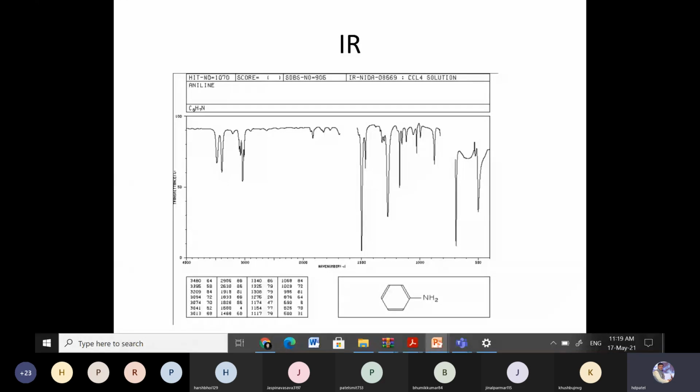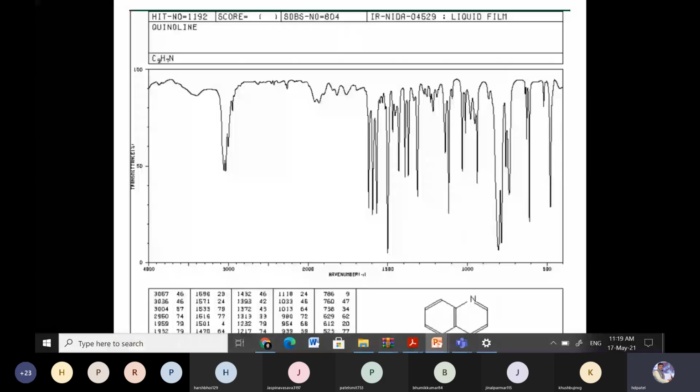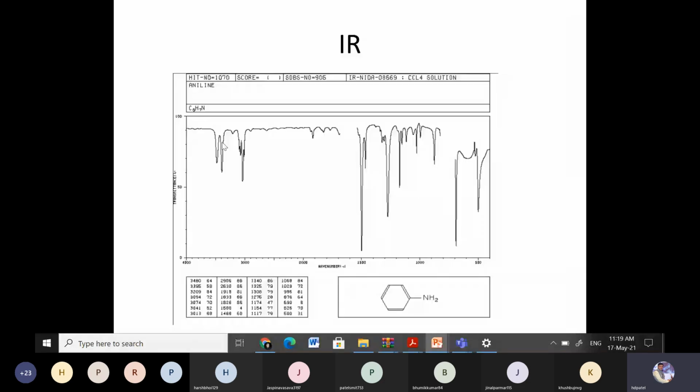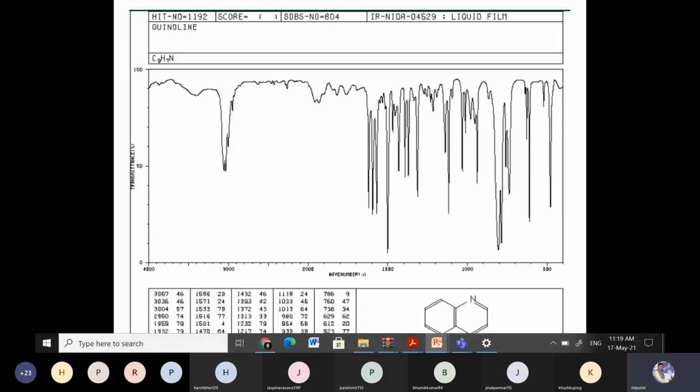So here you can say this peak is absent. We don't have any kind of absorption over here, whereas we are having absorption over here. And that's why we can say our compound is converted from aniline to quinoline. But further confirmation is required, and for further confirmation we can go for NMR spectroscopy.